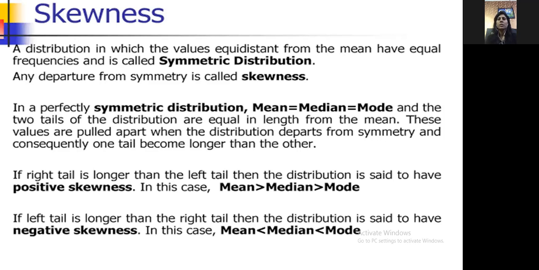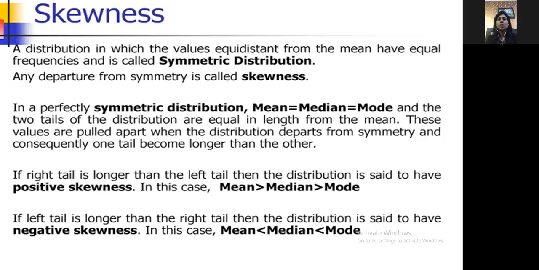Skewness is asymmetry in the data. That means a distribution in which the values are equidistant from the mean. We are talking about the symmetric distribution, where the values are at equal distance from the mean value. When the values are equally distributed around the mean, at that time we say the distribution is called a symmetric distribution. At that time, no skewness exists.